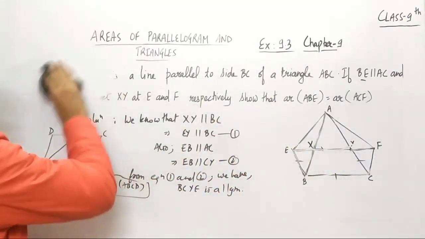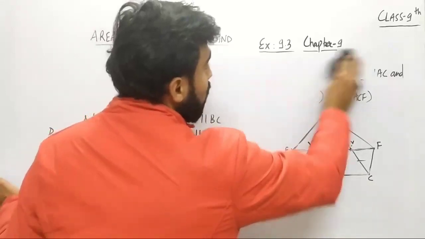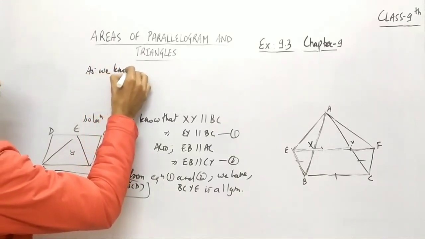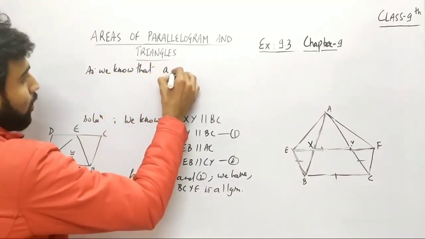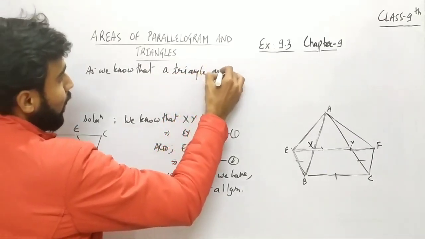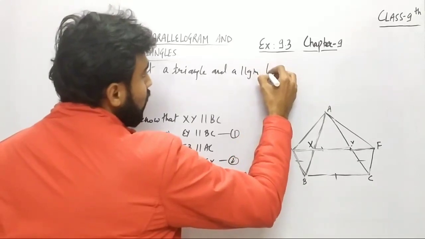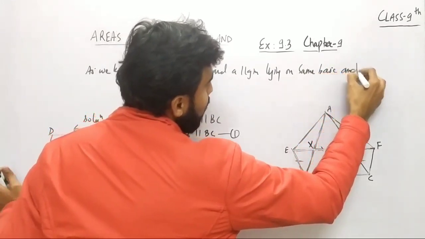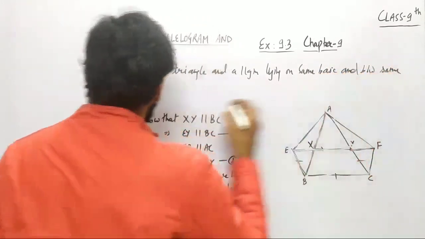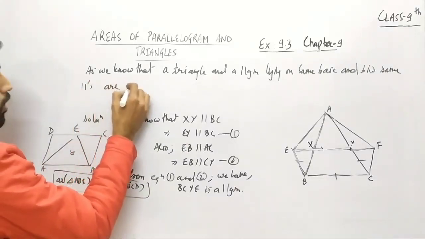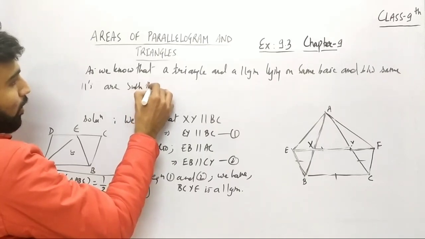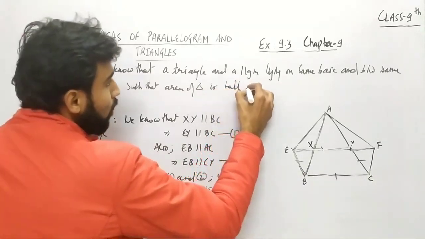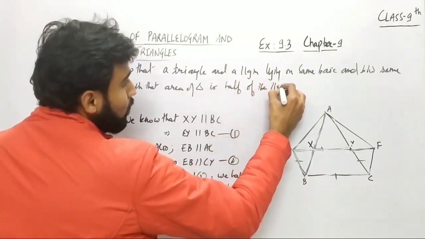So let me just make some space. So as we know that a triangle and a parallelogram lying on same base and between same parallels are such that area of triangle is half of the parallelogram, right? So this is the property here.